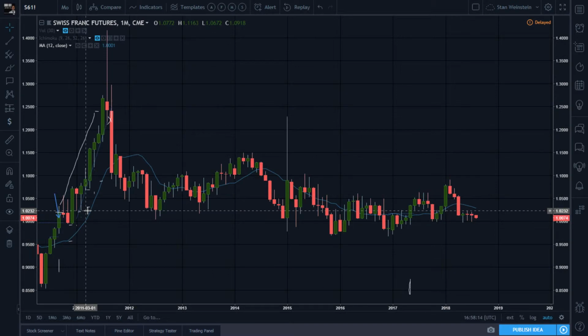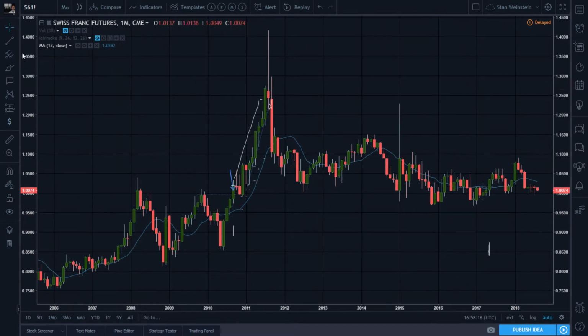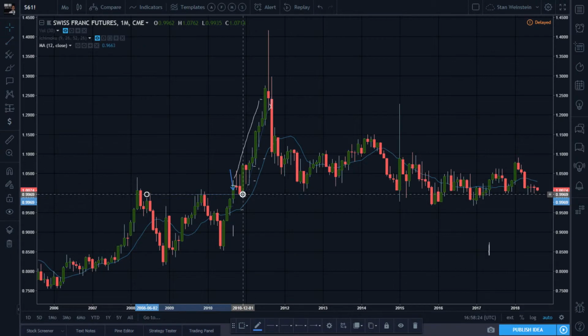You see here, let's go back. We had a nice base right here on the monthly. And that candle coincides with a monthly candle break right there. If I extend that line, you even had a nice measured move.